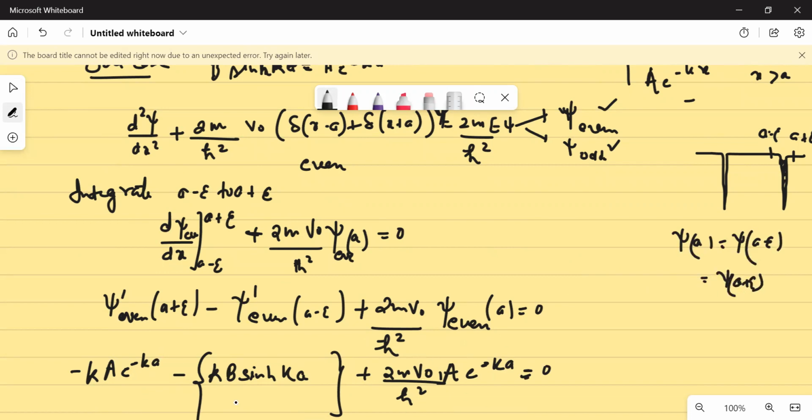So why take a big term? Instead, I'll take just A e to the power minus k. So it will make my life a little bit easy. Okay, is that clear to you? So now what would I do? I would simply try to find some solutions out of this.